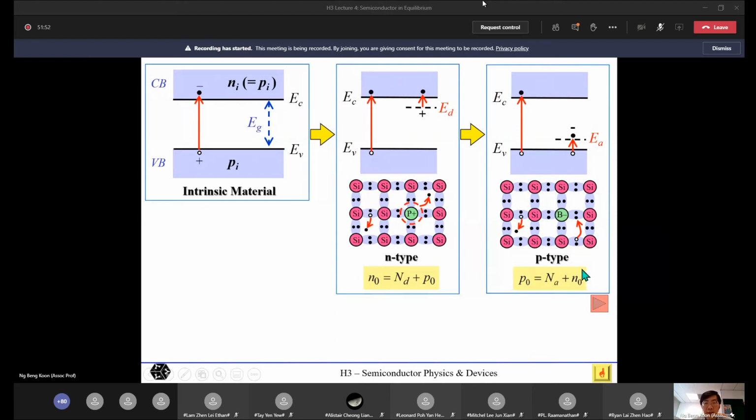Similarly, we can write a charge neutrality equation that relates the electron and hole concentration via the doping concentration. That means how many dopant atoms you put into the crystal per unit volume. So these are the two main processes that we can use to independently change the electron or hole concentration.